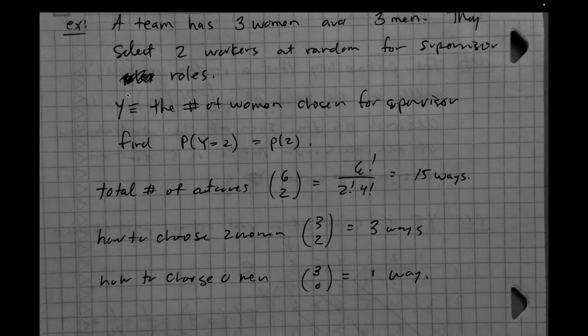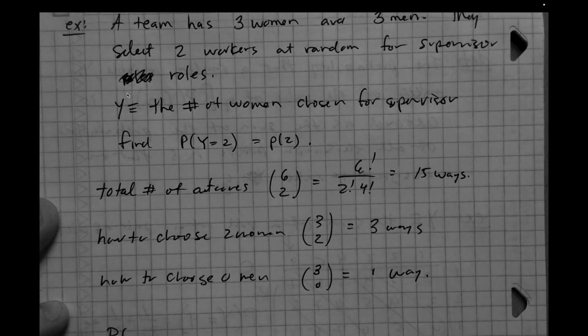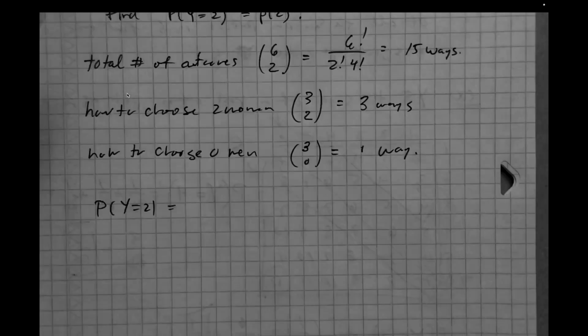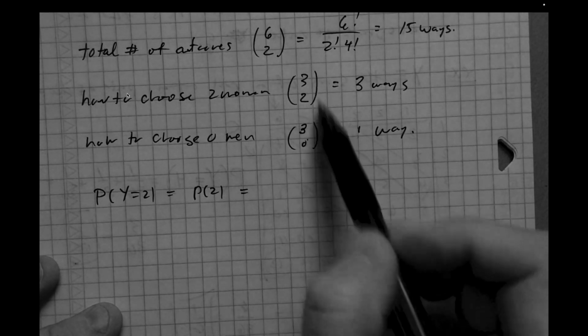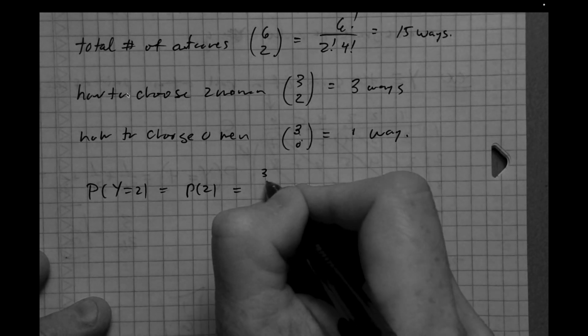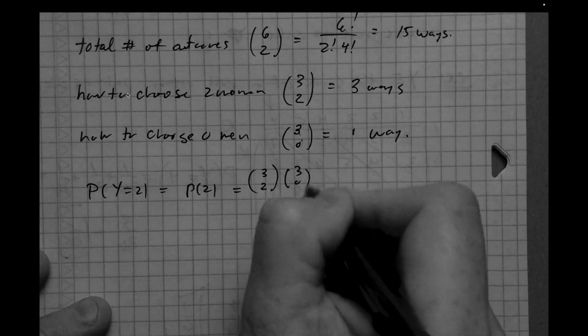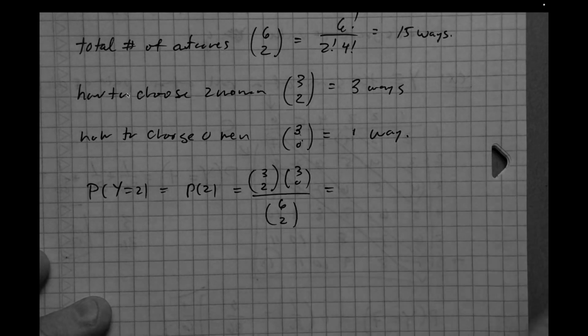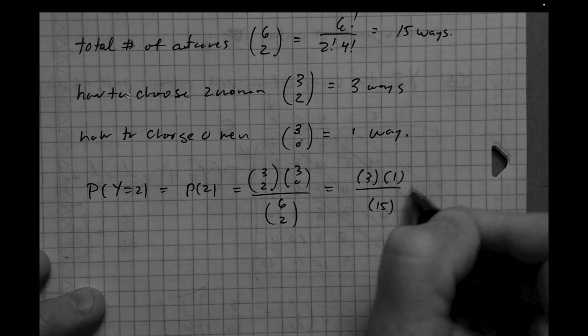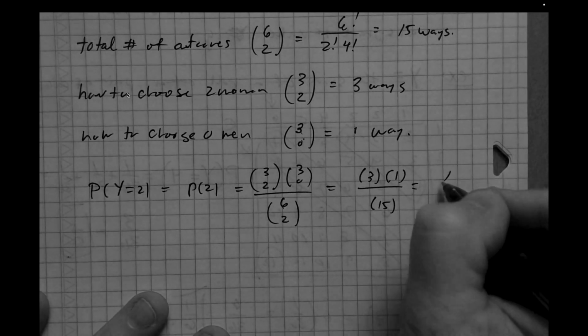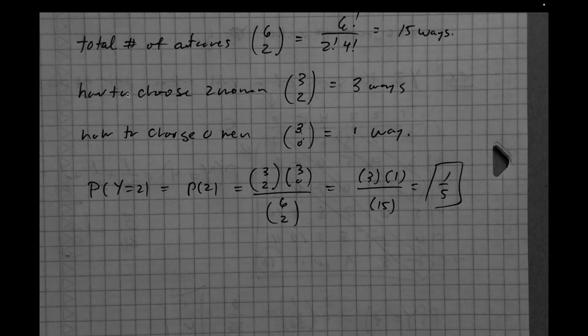Using this information, we can say that the probability that y is equal to 2, otherwise known as P of 2, would be the product of these 2 divided by this one. So it'd be 3 choose 2 times 3 choose 0 over 6 choose 2. So that's 3 times 1 over 15. So about a 1 in 5 chance. There's a 1 in 5 chance that 2 women will be selected for the supervisory role.